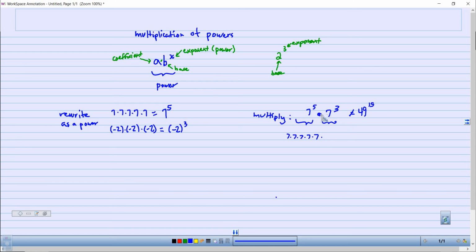And then this dot multiplication here, you know what? I'm going to put it right there, and I'm going to make it bigger. But it's the same as those dots. It's all multiplication times 7 times 7 times 7. So what do I end up with? Are they 49s? No, they're not 49s. They're 7s. And how many do I have? 1, 2, 3, 4, 5, 6, 7, 8. No way. 7 to the 5th times 7 to the 3rd is not 49 to the 15th.